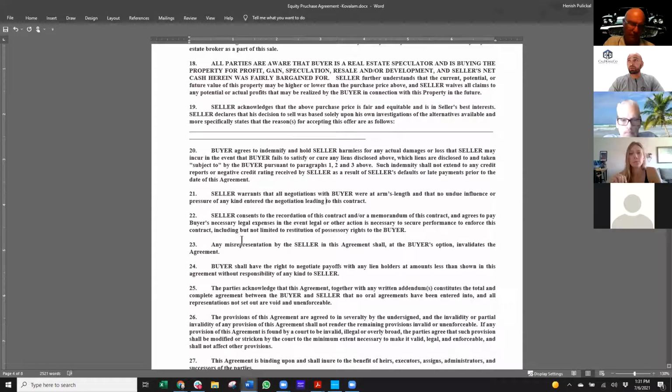Number 22, seller consents to the recordation of this contract and a memorandum of this contract and agrees to pay buyer's necessary legal expenses in the event legal or other action is necessary to secure performance to enforce this contract, including but not limited to restitution of possessory rights to the buyer. Basically says that I can call a lawyer to force you to sign this contract if we're past the 5-day right of rescission period. If you've canceled prior to that, then no problem. That's fair. You're out of the contract. If you don't cancel before that time period is up, well, now you're obligated to sign this contract and sell the house.